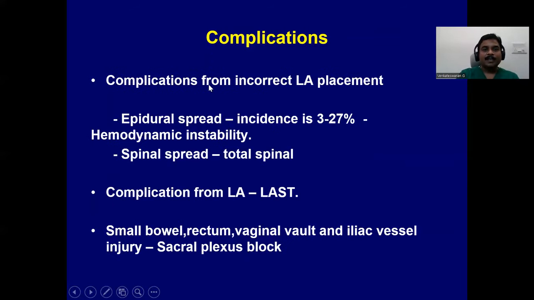Another complication is from incorrect local anesthetic placement. Sometimes there is a chance of epidural spread. The incidence is 3 to 27%, which can produce hemodynamic instability. In some very rare cases, there is also spinal spread, which can produce total spinal anesthesia. Another thing is complications from the local anesthetic itself, called local anesthetic systemic toxicity. In the case of sacral plexus block, there may be injury to the small bowel, rectum, vaginal vault, or iliac vessels. So here also you should try to avoid further movement of the needle. So these are all the complications regarding lumbar and sacral plexus block.